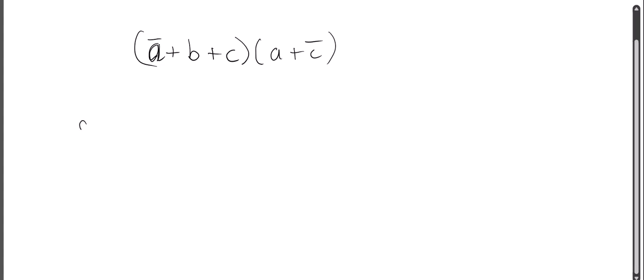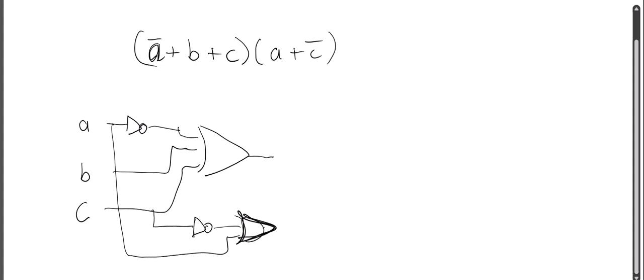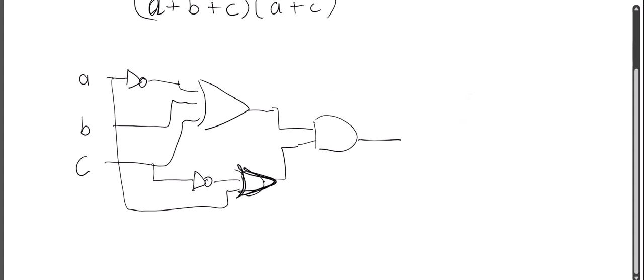Okay. So I have A, B, C, and then I have not A or B or C. And then I have A ANDed with the not of C. Nope, those are ORs. And then those are ANDed together.